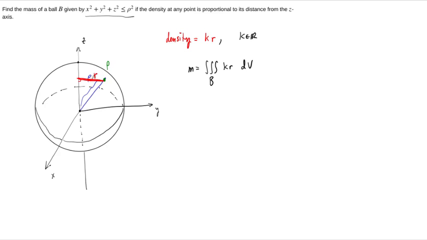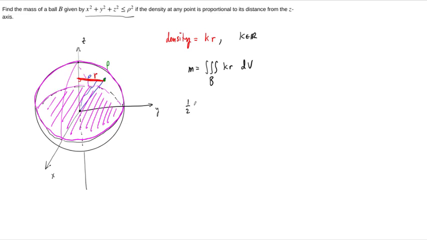Okay, if we're going to stick with cylindrical coordinates, we need to get everything in terms of cylindrical coordinates. And of course, the ball is not a function in cylindrical coordinates. So what we're going to do is maybe chop this ball in half. And again, because of the symmetry here, all we have to do is compute the mass of, say, the upper half of the ball and then double our answer. So that's what we're going to do, okay?